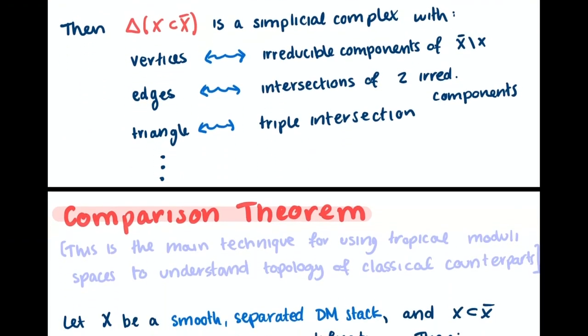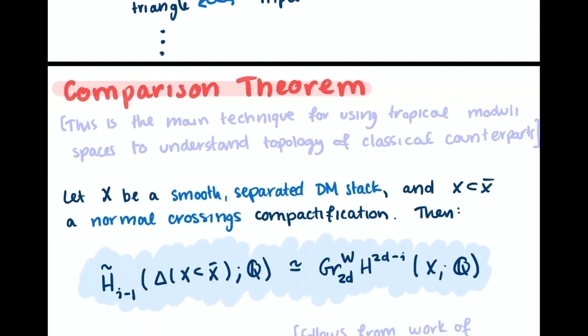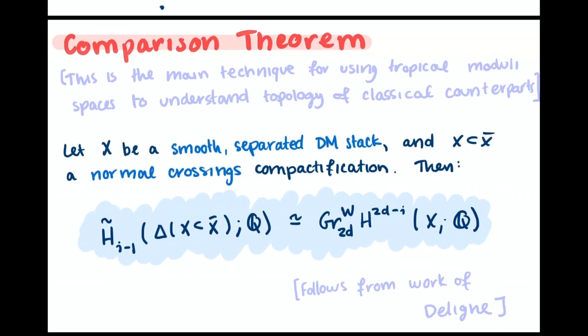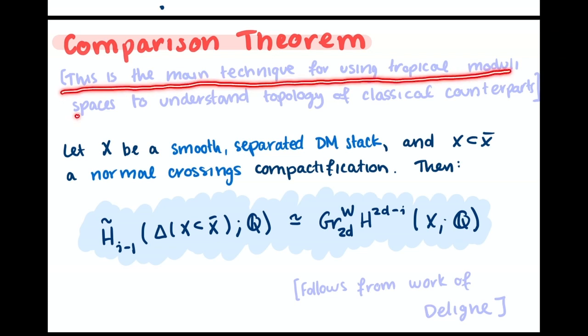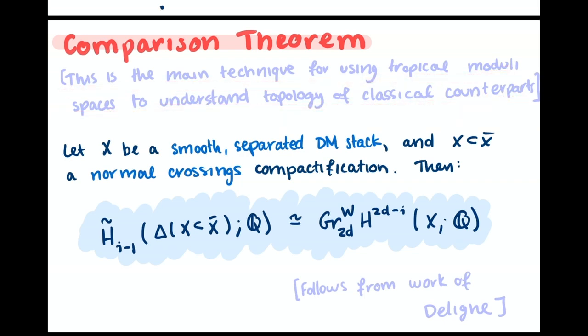Okay, so now I'm going to state the comparison theorem. So far we've talked about classical moduli spaces, we've talked about tropical moduli spaces, and we've talked about the dual complex. Now I'm going to show you the tool that we use to associate something about the tropical space to something about the classical space. This is the main technique for using tropical moduli spaces to understand the topology of their classical counterparts.